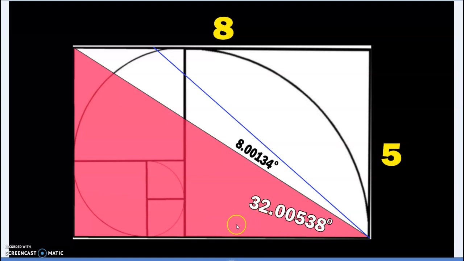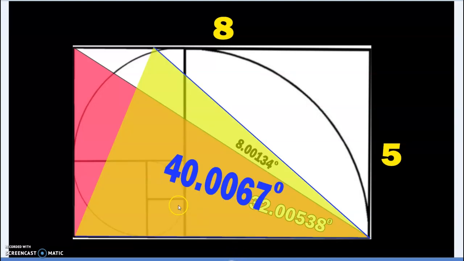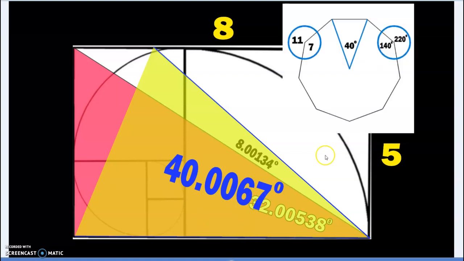And just by now I can add that, again following the acceptable rules of geometry, I add those two angles together and I'll get 40.0067 degrees, which is the central angle of a nonagon to very high precision. Therefore I can do a very high precision construction of the nonagon approximate, which has that 7 to 11 ratio coincidentally.